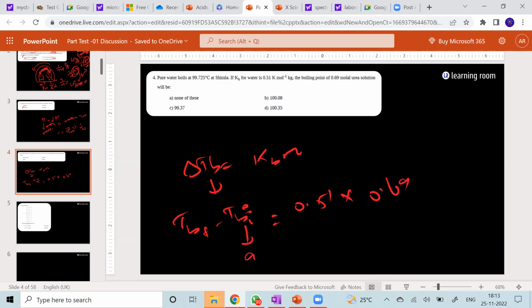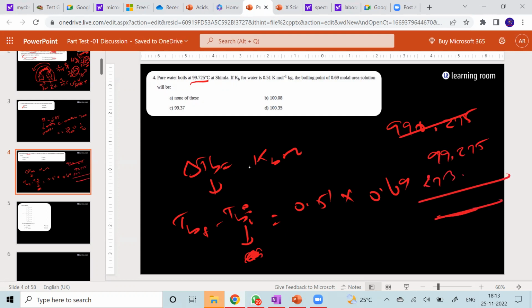And the initial boiling point they have given; you should not substitute in degrees Celsius, you have to substitute in terms of Kelvin. So 99.275 plus 273. You have to add and get the answer. Then you substitute here, and all you have to find is the boiling point of the final solution. That's it. Every data is given to you.